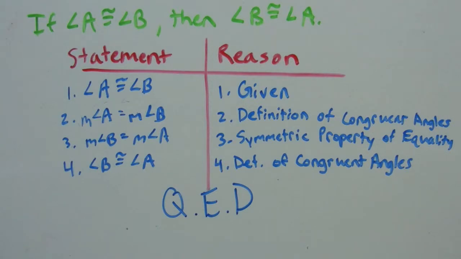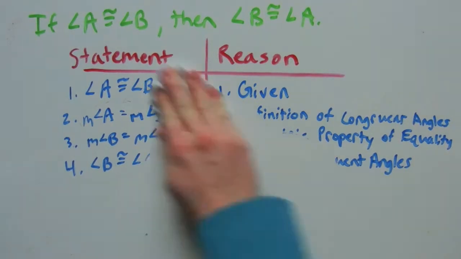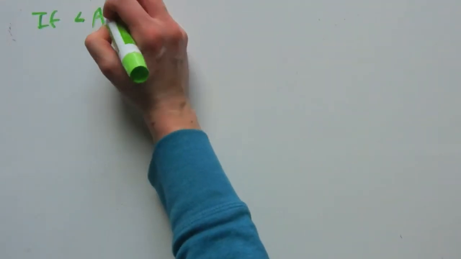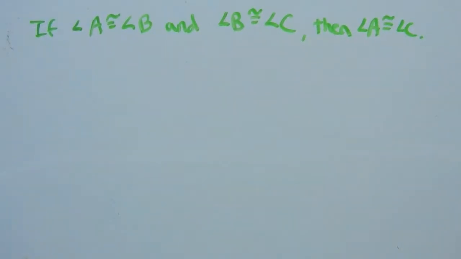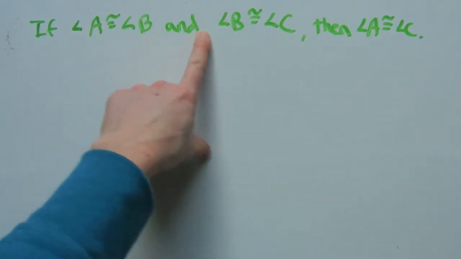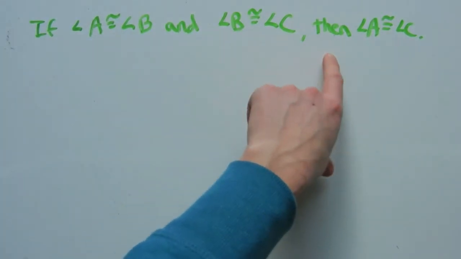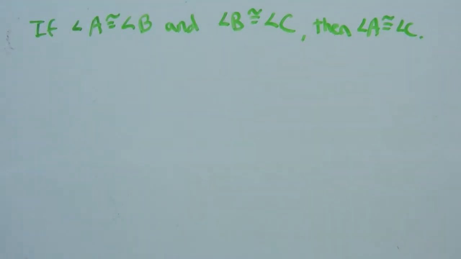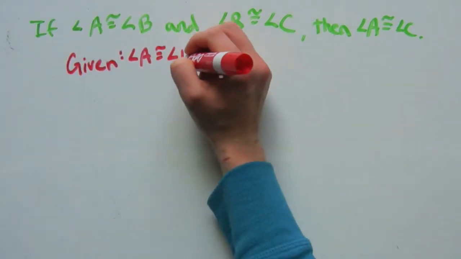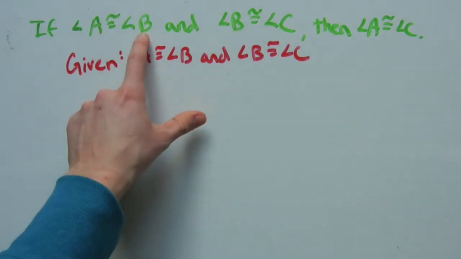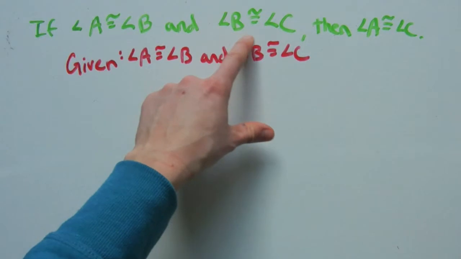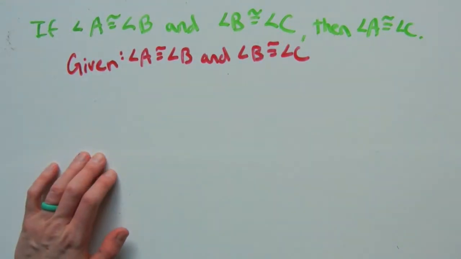Now we're going to do the informal proof for the transitive property. So we have, if angle A is congruent to angle B, and angle B is congruent to angle C, then angle A is congruent to angle C. So let's write down our given. Our given says that we have that angle A is congruent to angle B, and angle B is congruent to angle C. Let's illustrate this in a picture.